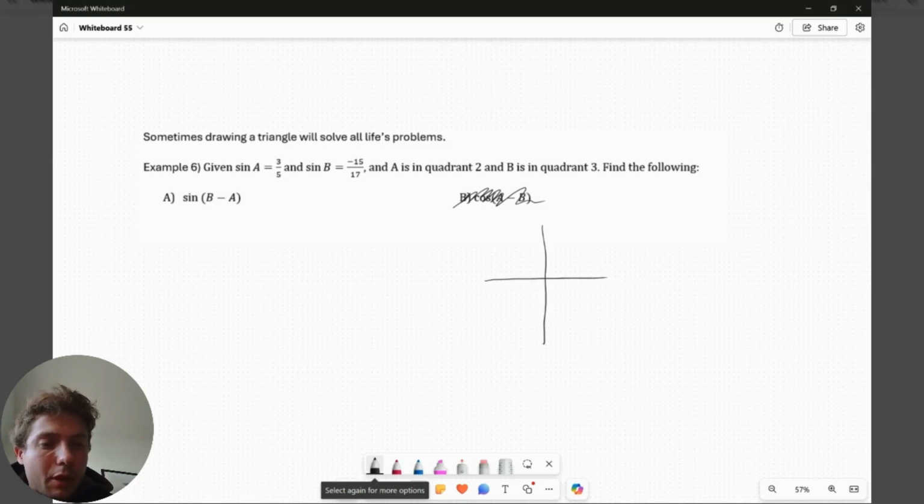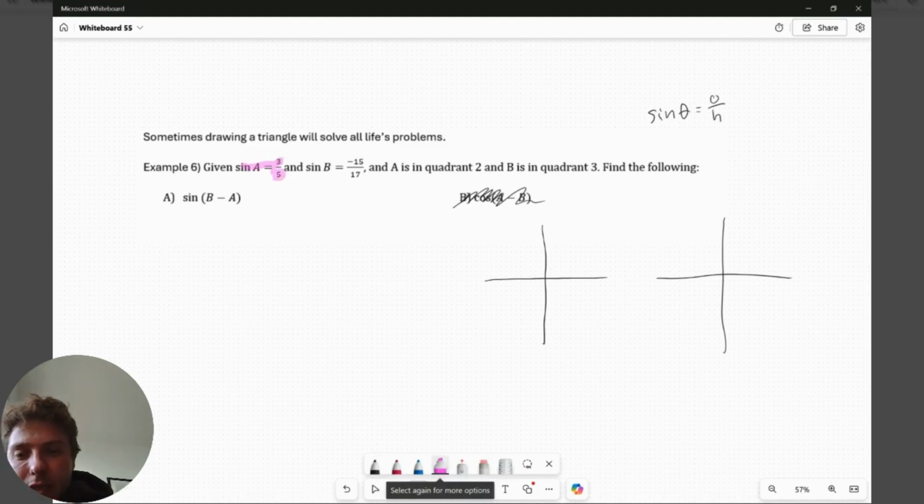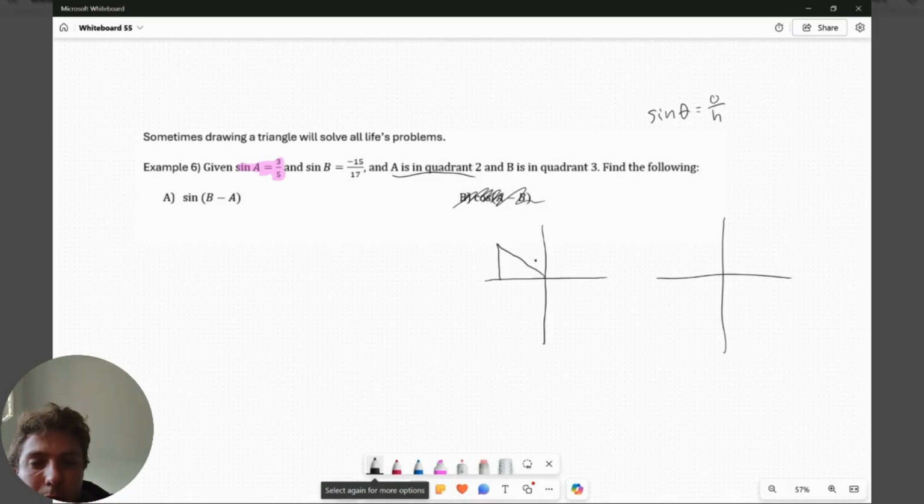One thing we need to remember, though, is what sine represents. Well, we know sine of some angle is represented as the opposite over the hypotenuse. Okay, well, if they give us that sine A is 3 over 5, that's giving us the opposite and the hypotenuse on our triangle. I know angle A is in quadrant 2. Let's draw our diagram. Here is angle A. They tell us that sine is 3 over 5. There's my opposite and my hypotenuse. We know this is a 3, 4, 5 triangle, so now we also know the adjacent.